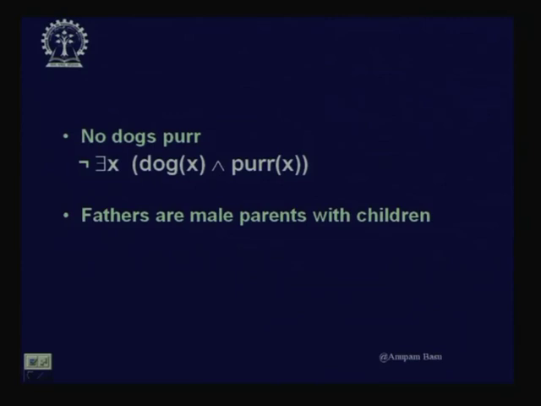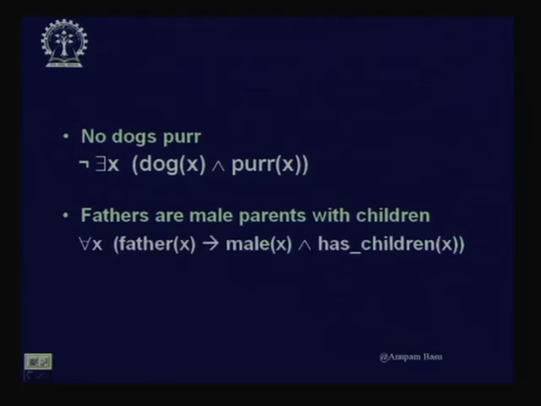Now, here was the next example. Fathers are male parents with children. Fathers are male parents with children. Now, this is a solution to that. For all x, if x is a father, that implies that x is a male and x has children. So, I can represent this as father x implies male x and has children x.